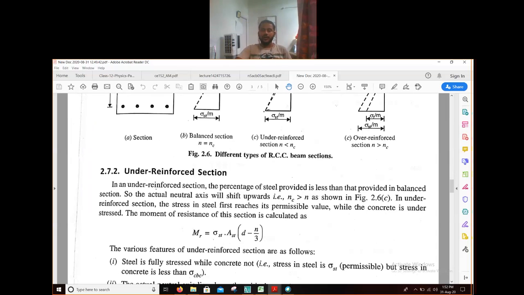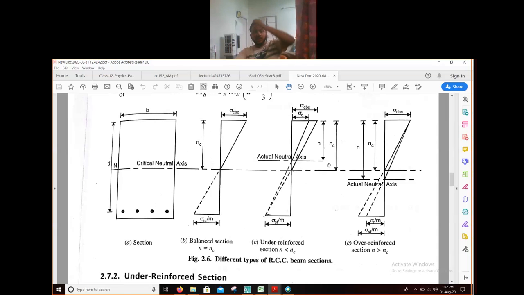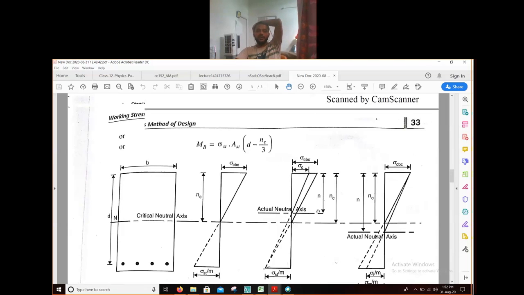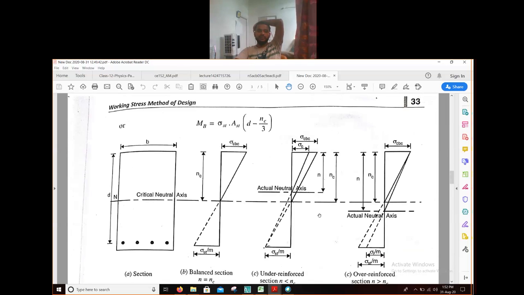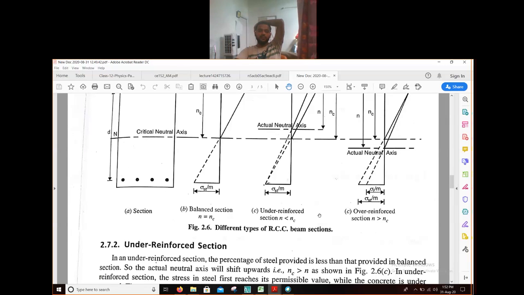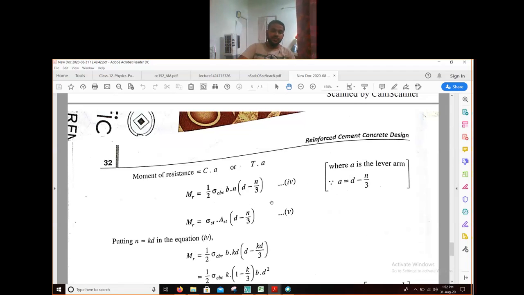Okay, so in an under-reinforced section, if I ask you how to find out moment of resistance, can you tell me which formula? We have two formulas to find out moment of resistance. These two formulas. In an under-reinforced section, which formula you are going to use? Equation number 4 or equation number 5?